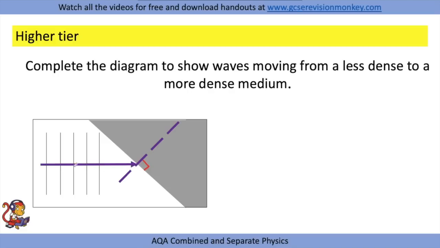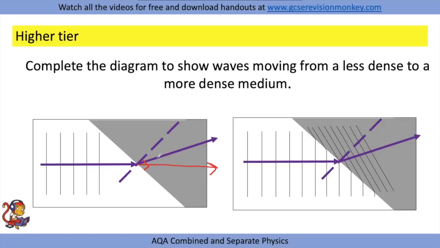So at the moment they're coming in this direction. Rather than going straight on, they're going to bend towards the normal like so, and therefore if we draw the wave fronts the other side, we'll draw them continuing along the bottom and then show them changing direction. So here we've got our new wave fronts in a different direction, and also what you'll see is the wave fronts are closer together because the waves are slowing down.